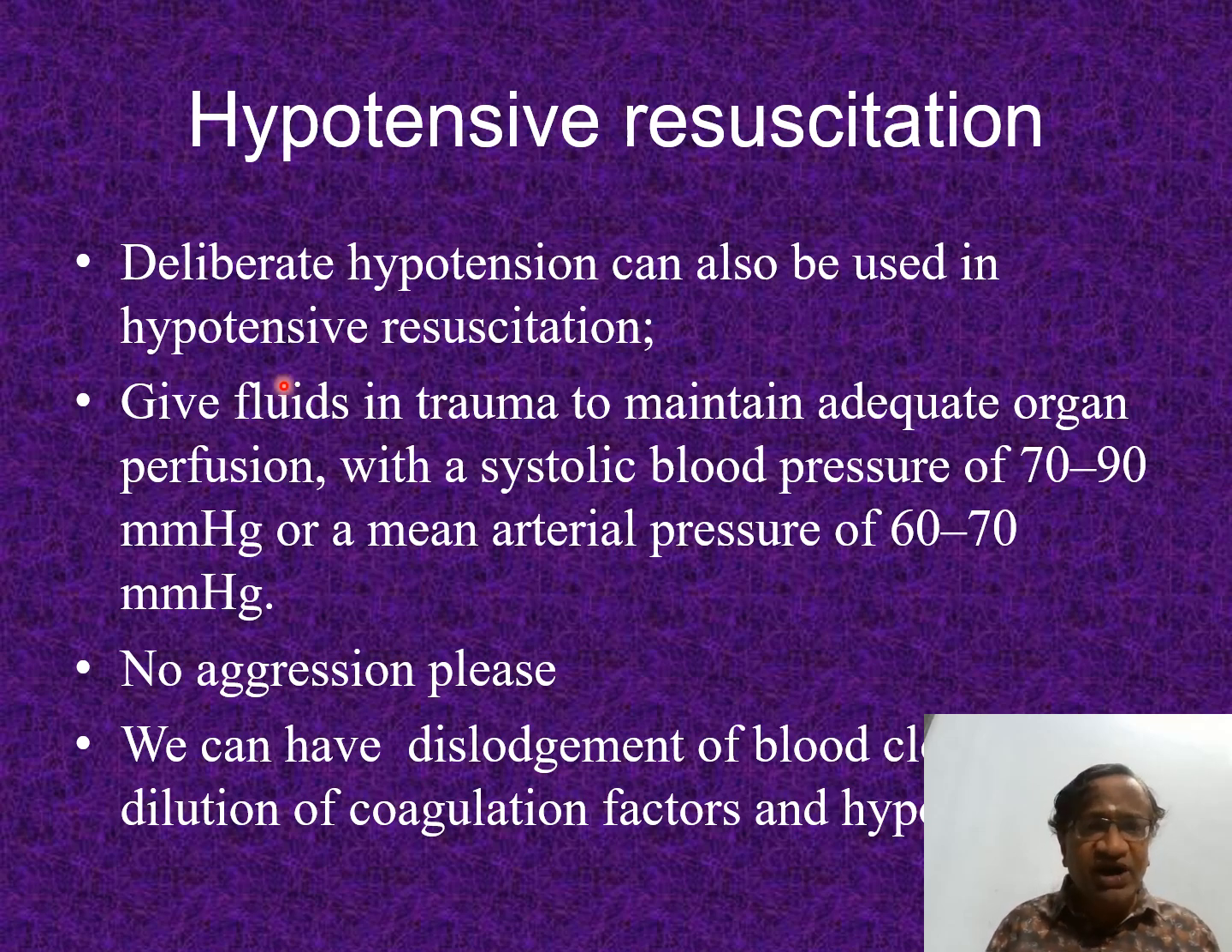There is something we call hypotensive resuscitation. Give fluids in trauma to maintain adequate perfusion with a systolic BP of 90 and mean of 60 to 70. Not much aggression, because we are worried about dislodgement of blood clots and we are worried about dilution of coagulation factors.